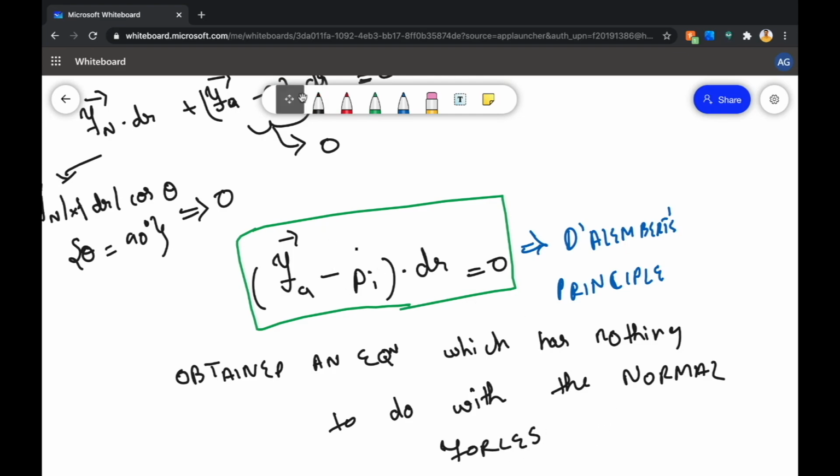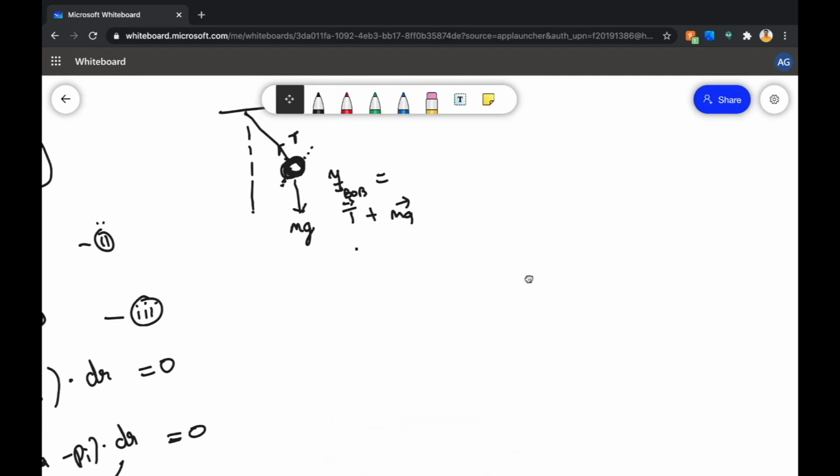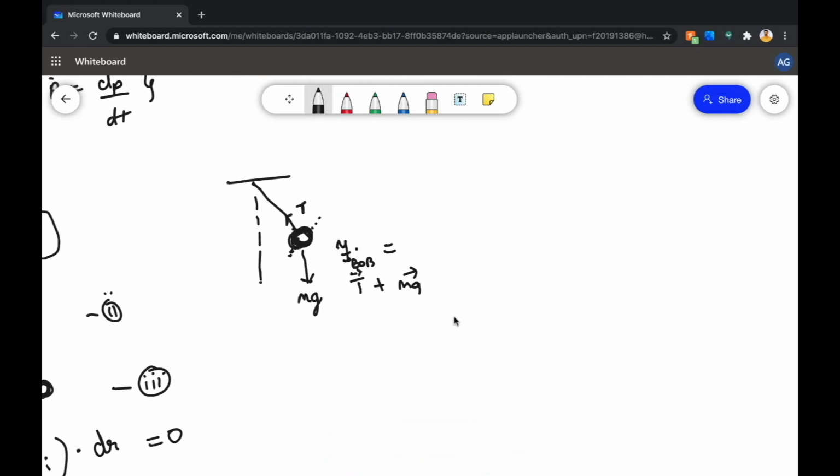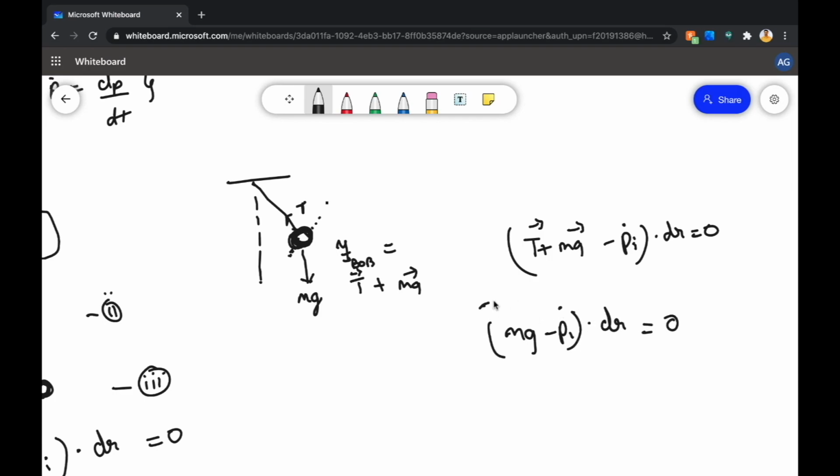Okay, so let's come back to this example. Basically, I can write this as (T plus mg minus p dot) dot dr equal to 0, and dotting tension with dr and gravity with dr, I can further write this as (mg minus p dot i) dot dr equal to 0. So this is D'Alembert's principle in this example.